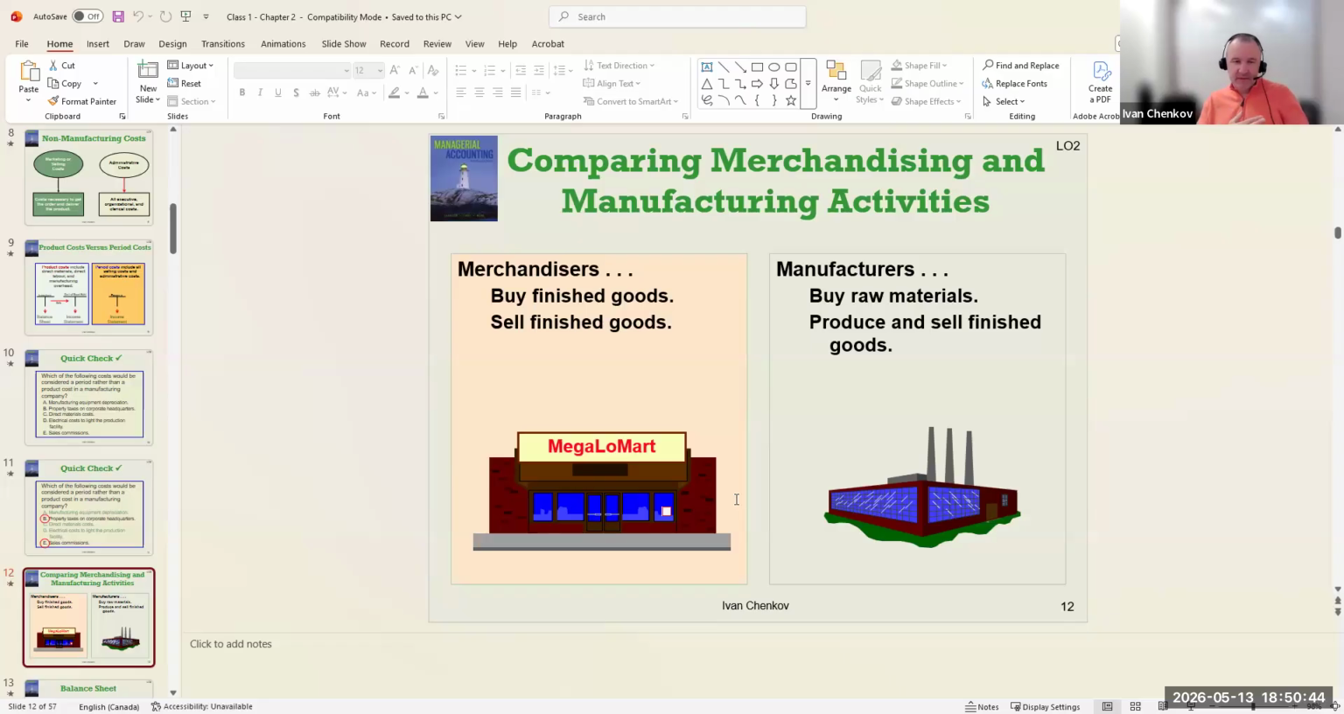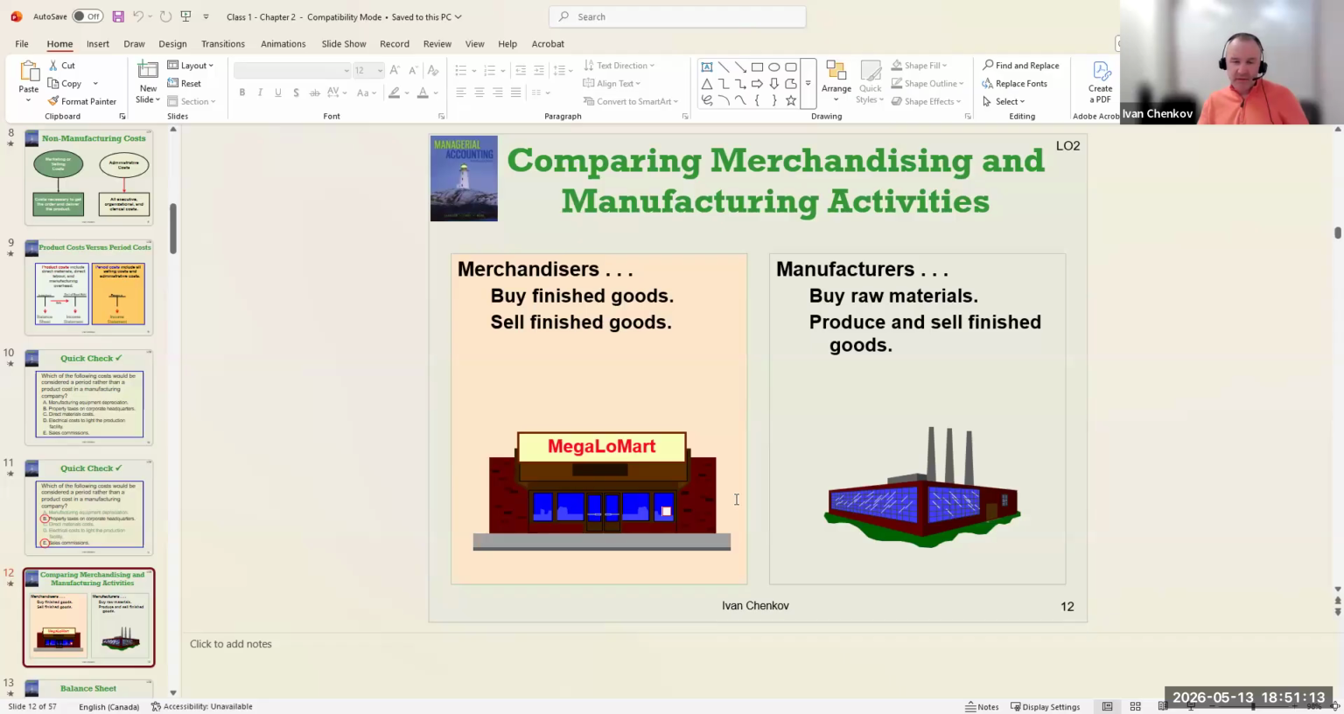Now, the whole question is which business is going to have inventory and goods. In the service business, yes, we may have some small amount of inventory, but the main product that we're selling there is the service. So the inventory is not going to be the main category of the assets that we're going to have.